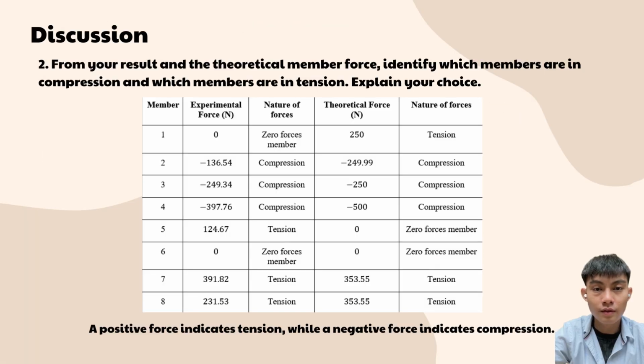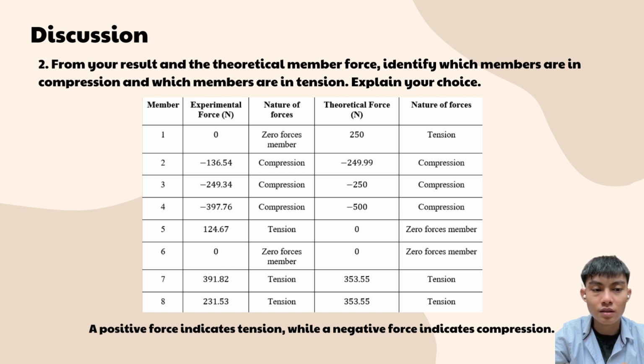So moving on to the second question in the discussion: from your result and the theoretical member force, identify which members are in compression and which members are in tension. We already tabulated all the members and recorded them in the table. We can see clearly member 1 in the experimental is a zero force member, and the same and similar is member 6.